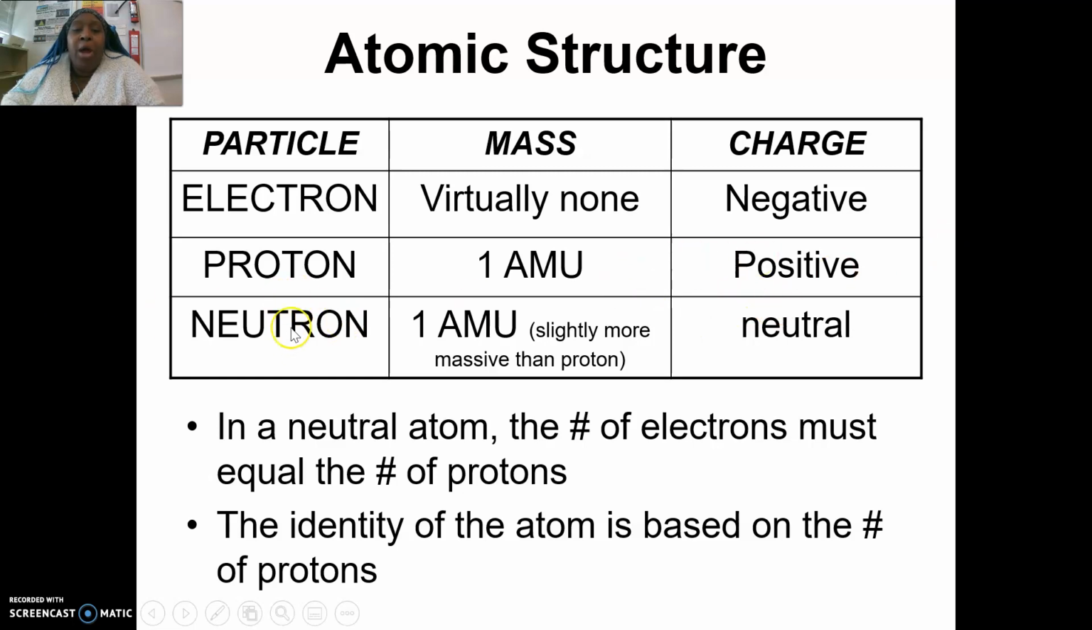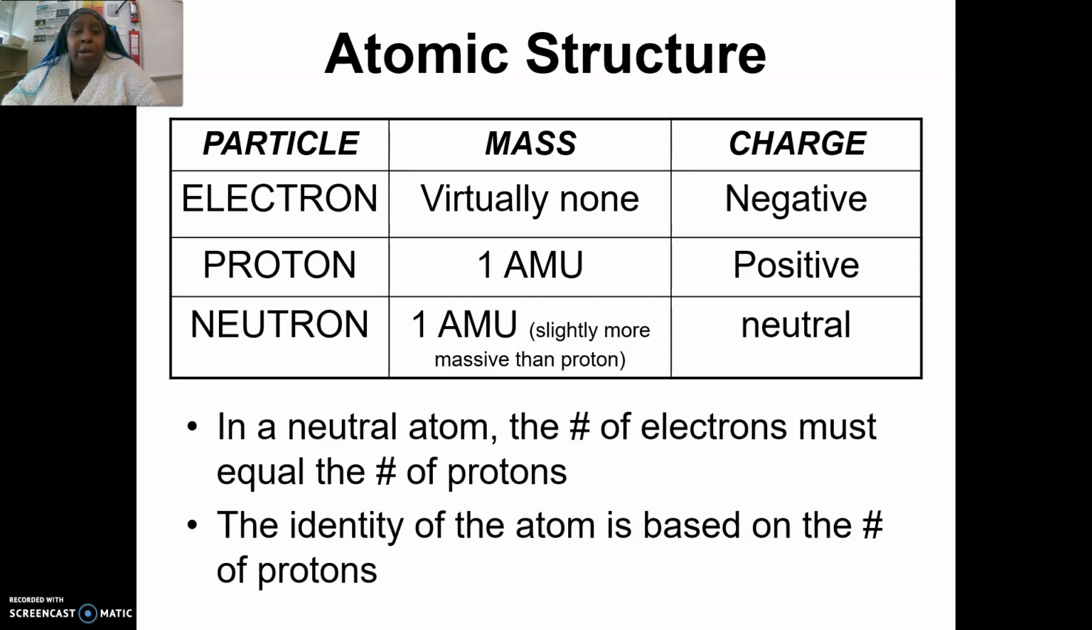We have the neutron. For the neutron, we're going to put the mass down as 1 AMU. It is slightly more massive than a proton, and its charge is going to be neutral. Now, what I mean by neutral in terms of atomic structure is that the number of electrons must equal the number of protons. And then, of course, you should have learned from your PhET that the identity of the atom is going to be based on the number of protons.